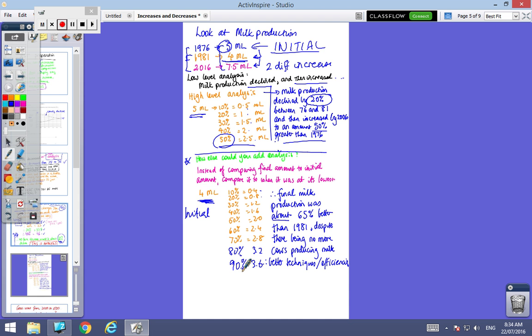So final milk production was about 65%. No, it's about nearly 90%. Nearly 90% higher from 81, which was the lowest point. And when you look at the cow production, cows were constant from 81 to 2006. There was no change, 0% change in cows, but milk went up 90%.